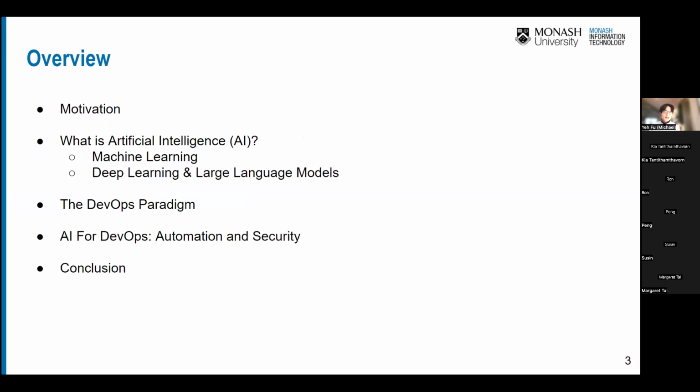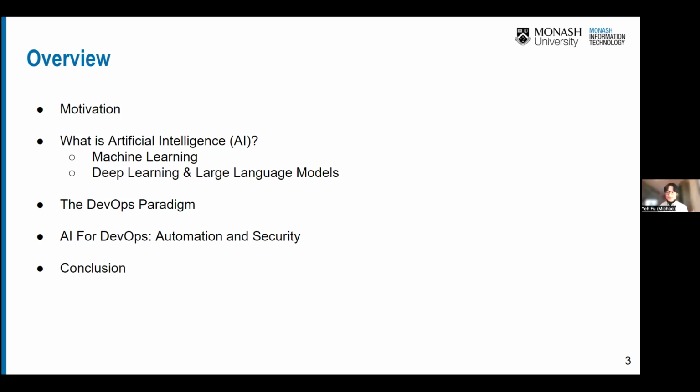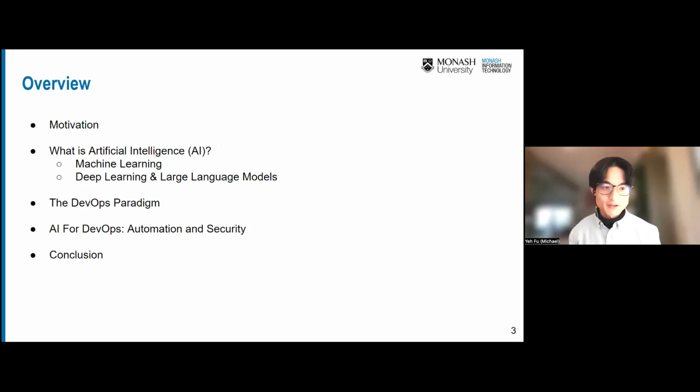So this is the brief structure of today's lecture. I'll start with the motivation of why I chose to give you this topic today. And what is artificial intelligence? What is machine learning, and what is deep learning and large language models happening? And I'll introduce the DevOps paradigm before we can jump into AI for DevOps. And I'll talk about automation and security that AI brings into software engineering. And then I'll close with some conclusion and takeaway message.